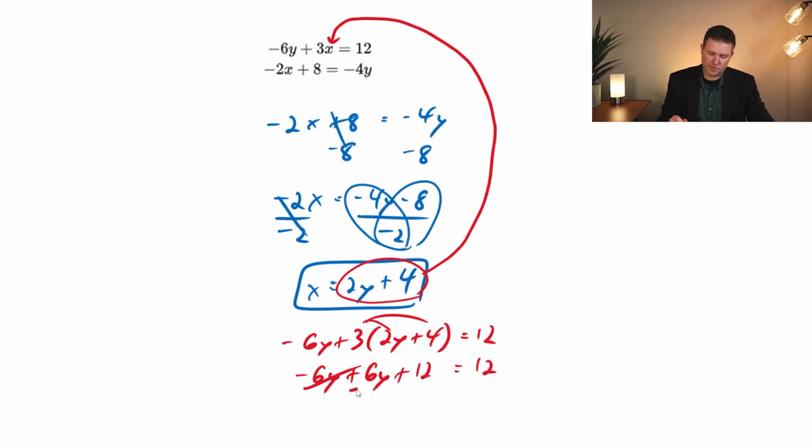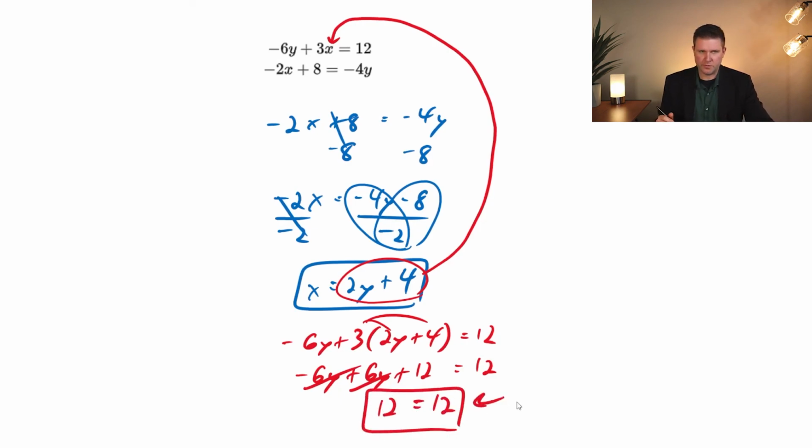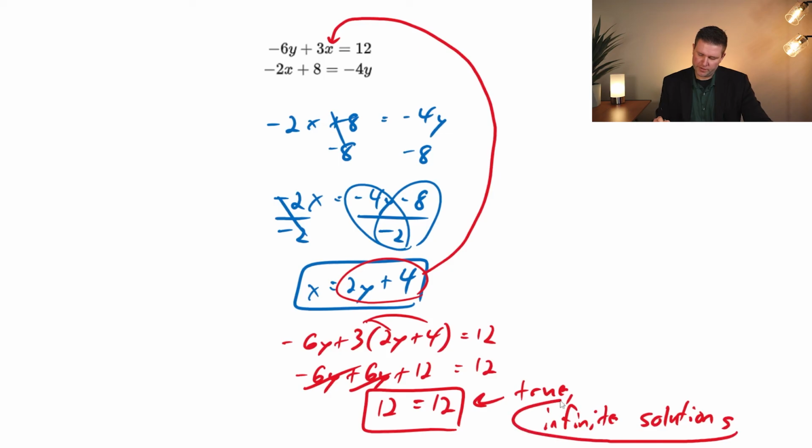Uh-oh, this looks suspicious, doesn't it? The y's are gone. 12 equals 12, but this is a true statement. So what is it when it's true? Is it no solution or infinite solutions? If it's true, it's infinite solutions. Because the equation is true regardless of the fact that x and y have disappeared.